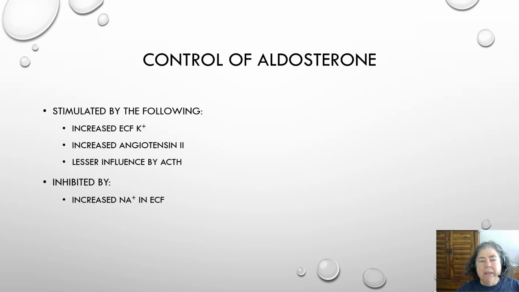In addition, when potassium levels are high in the plasma and in the extracellular fluid, it triggers some aldosterone production to try to exchange sodium for potassium and get rid of more potassium in the urine. On the other hand, when sodium levels in the extracellular fluid are high, it inhibits the production of aldosterone.